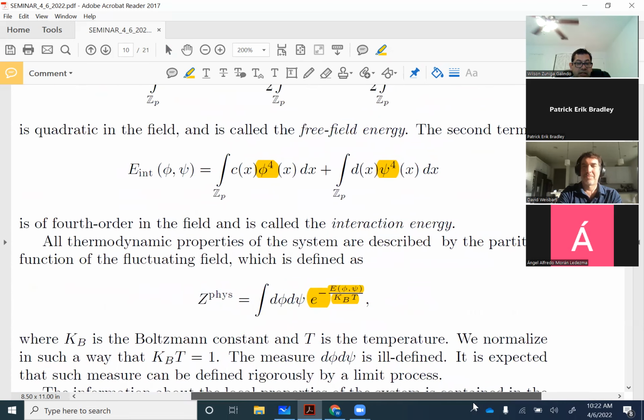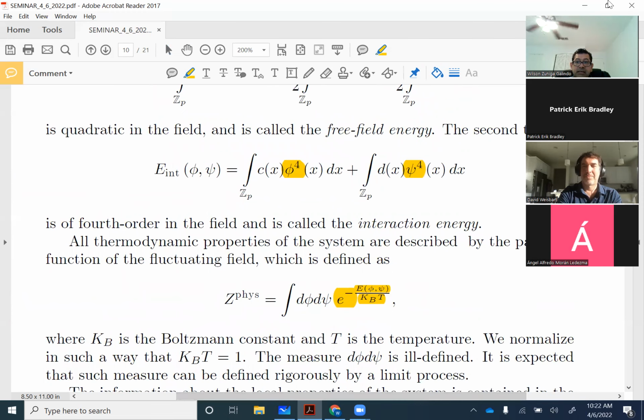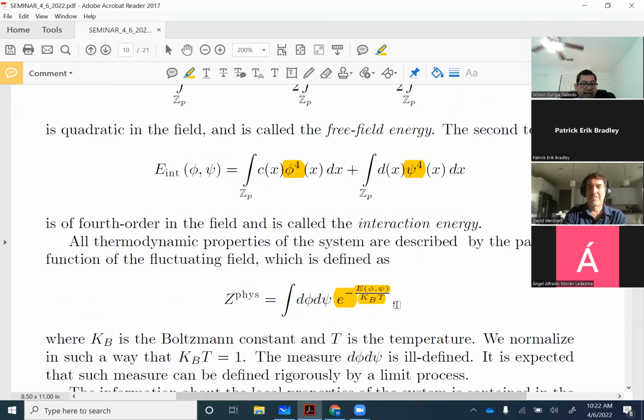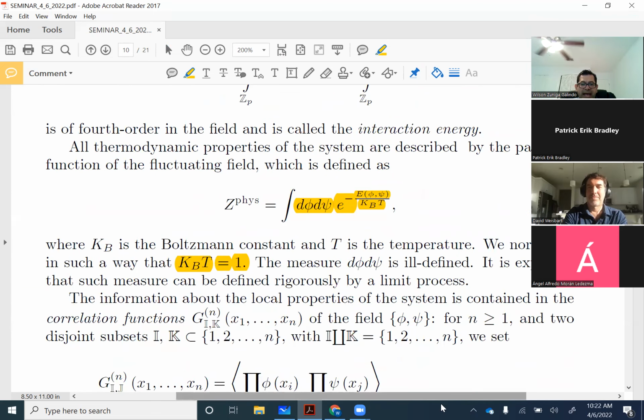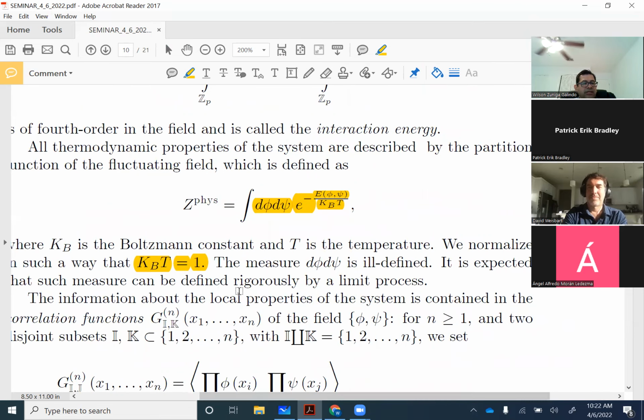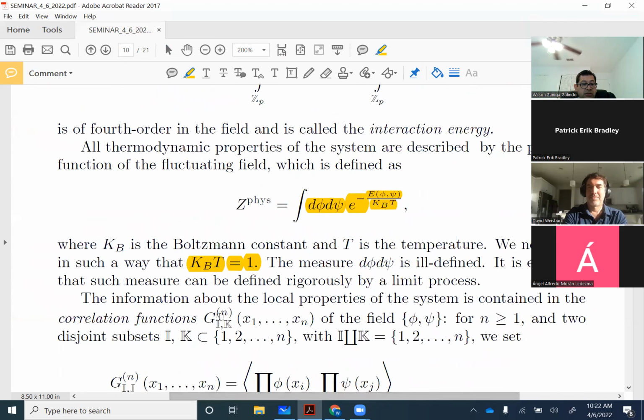Here, the energy functional depends on two fields, phi and psi. Again, we use this normalization, and this measure is ill-defined. It is expected that such a measure can be defined rigorously by a limit process. Now, the information about the local properties of the system is contained in the correlation functions of endpoints.